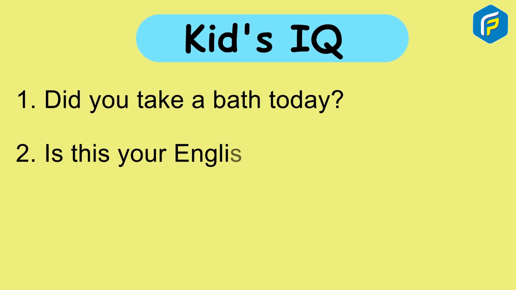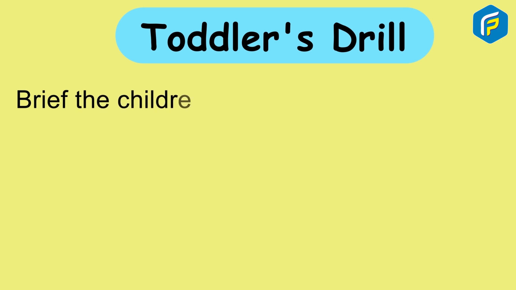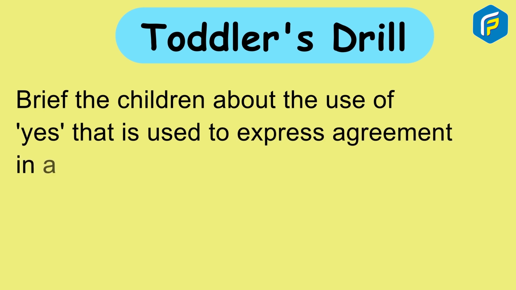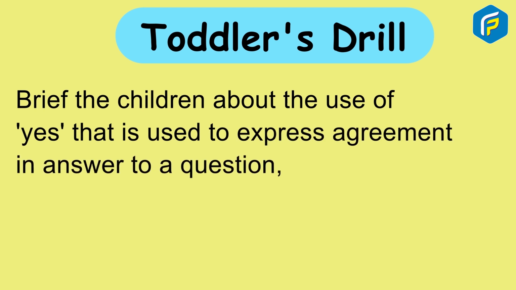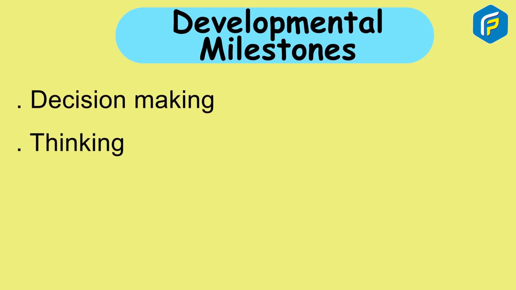Is this your English period? Toddler's drill. Brief the children about the use of yes that is used to express agreement in answer to a question, request or offer. Developmental milestones: decision making, thinking skills.